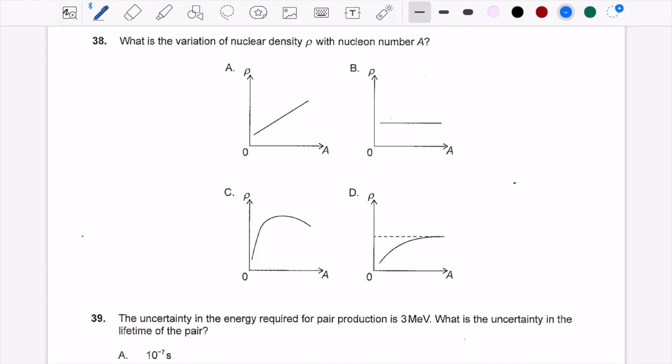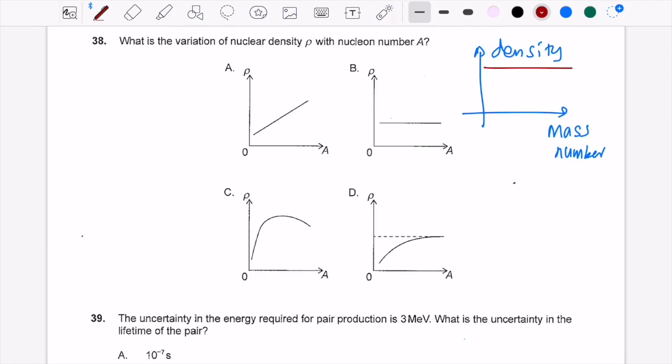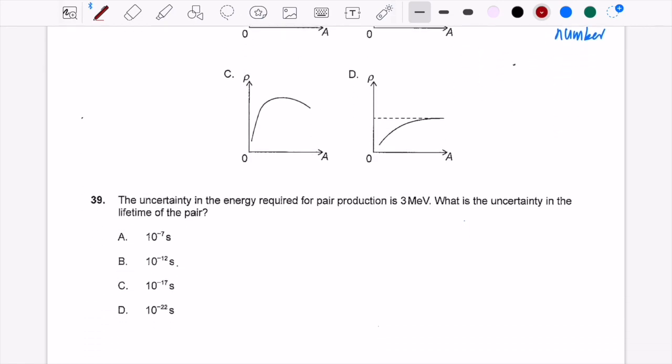Question number 38 is pretty simple. We know density of the nucleus with mass number has very little variation, right? So it's basically a horizontal line. You just need to recall this from memory. So answer should be B.